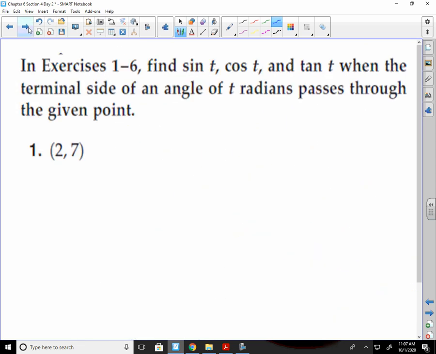On to the next. In exercises 1 through 6, I'm only doing 1 because, well, you're going to do 2 through 6. Find sine t, cosine t, and tan t when the terminal side of an angle of t radians passes through the given point. Okay, our point is 2, 7. So what that means is I should probably draw it.